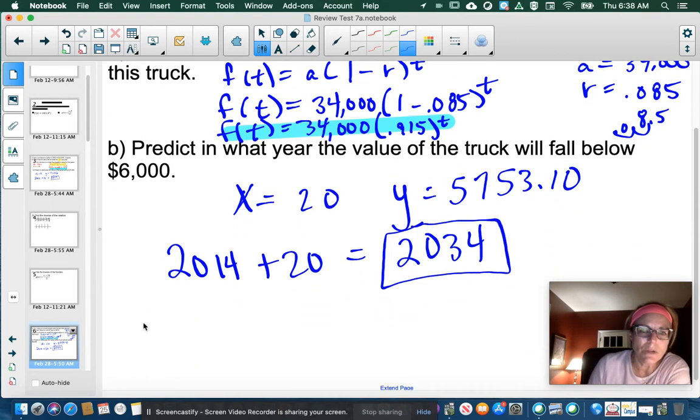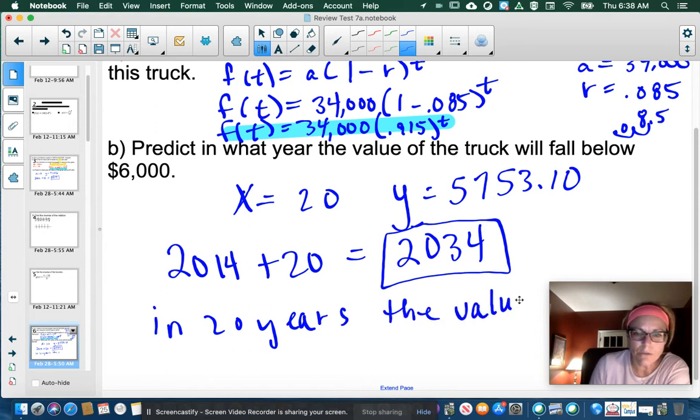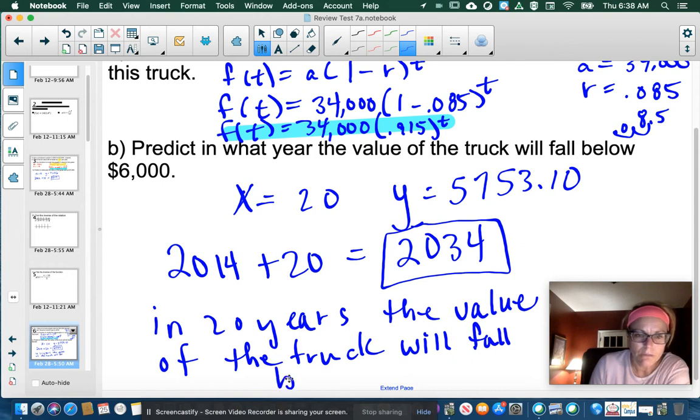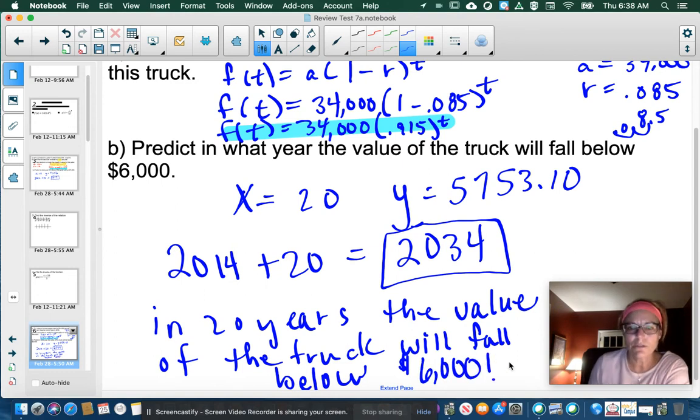So I'll write this one out in words, actually. So in 20 years, the value of the truck will fall below $6,000.